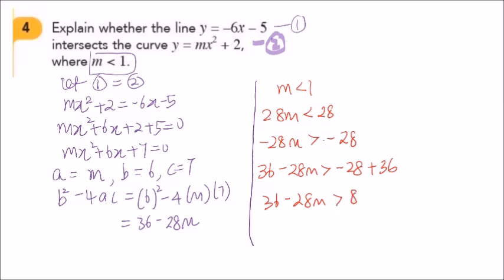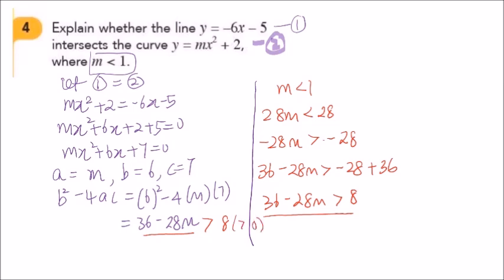All right. So why do I do all these steps? It's because I want to get this value here, 36 minus 28m. If you look at what we get on the right hand side, m must be less than 1. When we substitute values of m less than 1, the value of 36 minus 28m will be more than 8. And what does more than 8 mean? It means it's a value that is more than 0. 8 is more than 0, right?